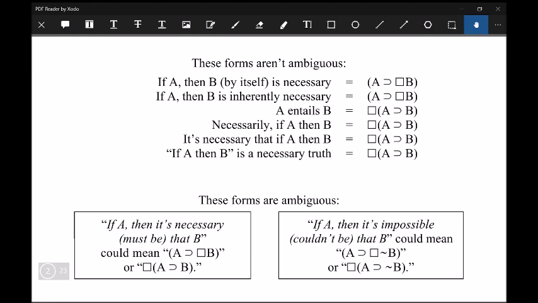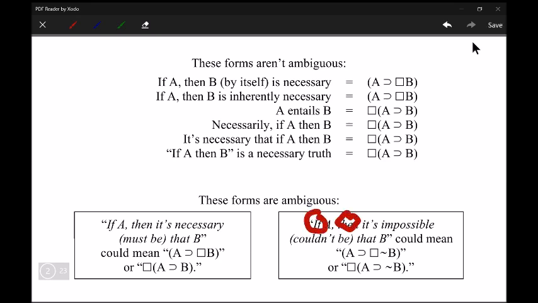And then the second ambiguous form is kind of related. It's an if-then, except in the second part you have impossible or can't be. And then again you have box inside or outside. It could mean either of these. And the first one, the box inside, you could also say not possible instead of necessarily false, that it really comes to the same thing. Okay, so those forms are ambiguous.